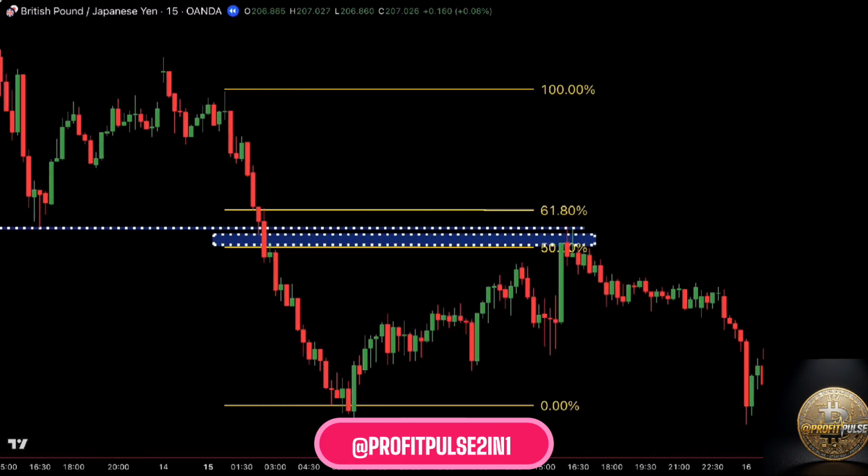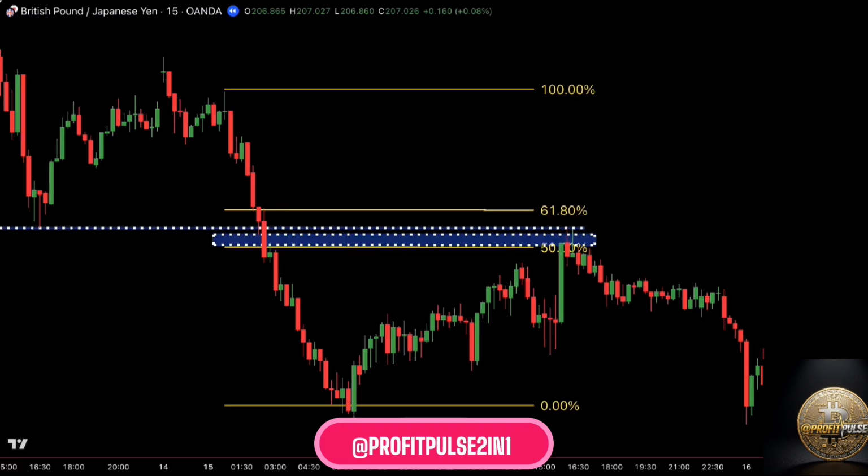Price retraces back into the fair value gap and begins to rebalance the inefficiency that was left behind during the impulsive move. After testing the zone, sellers step back into the market and price continues lower. This is exactly the type of setup we're looking for.